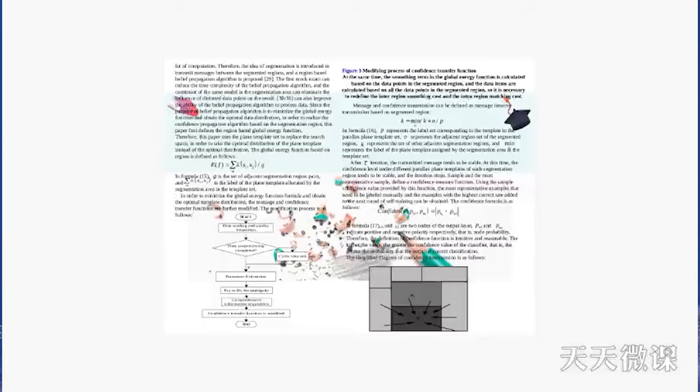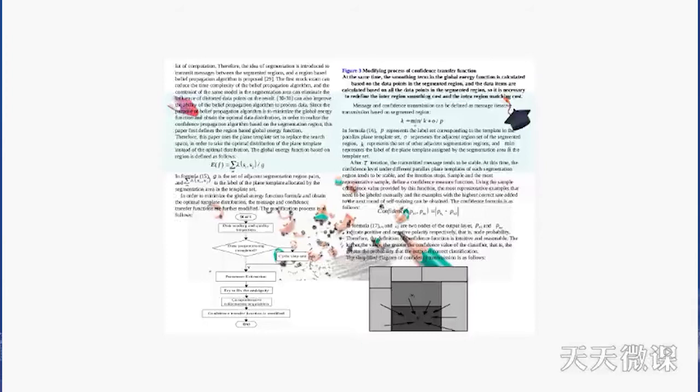At this time, the confidence level under different parallax plane templates of each segmentation region tends to be stable, and the iteration stops. Sample the most representative samples. Define a confidence measure function. Using the sample confidence value provided by this function, the most representative examples that need to be labeled manually and the examples with the highest correct rate added to the next round of self-training can be obtained. The confidence formula is as follows.